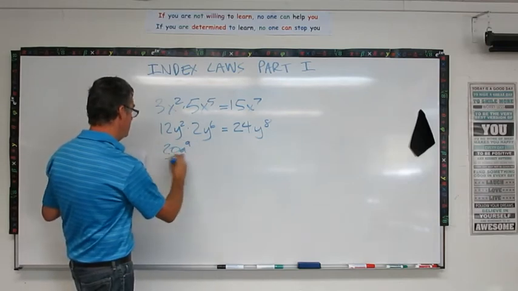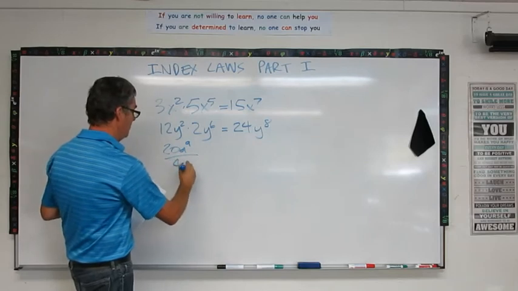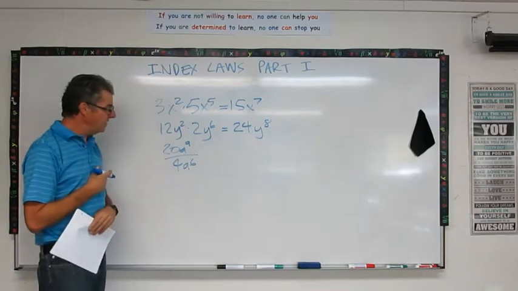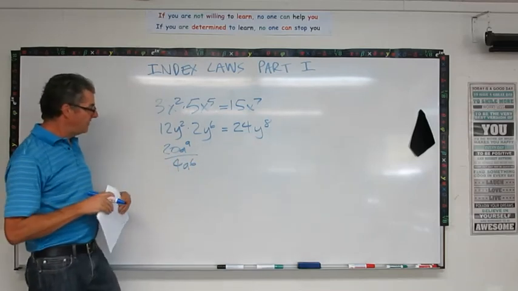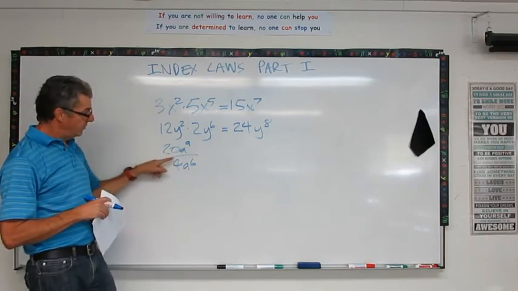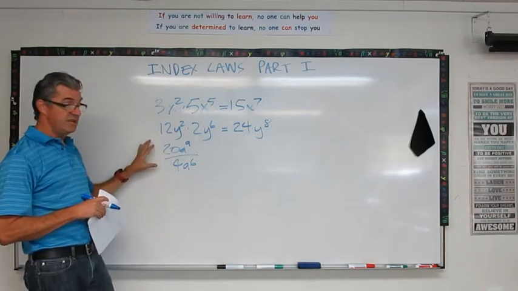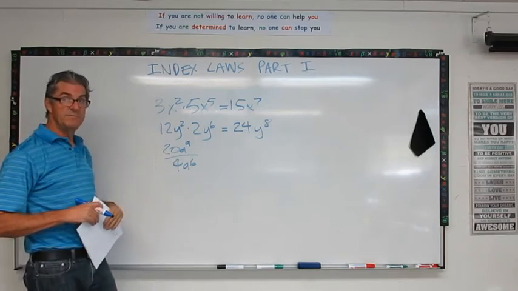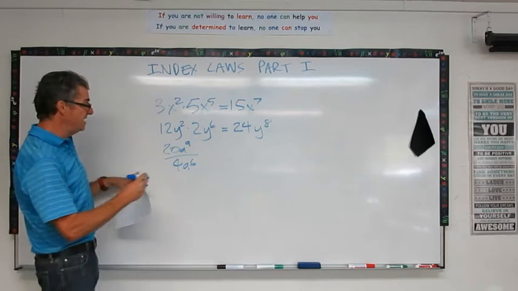2a to the 9 over 4a to the 6th. So I'm going to let you try that, okay? I've got 20a to the 9th power and 4a to the 6th power. So remember, we have a quotient here, so you're going to need to use that law to solve this one. Okay, let's see how you did.